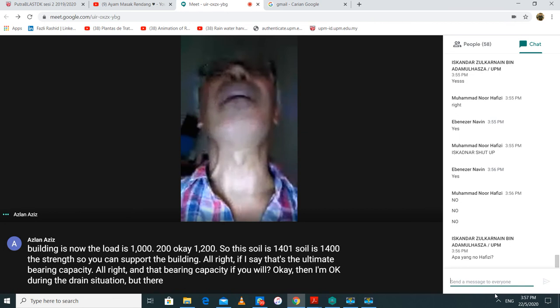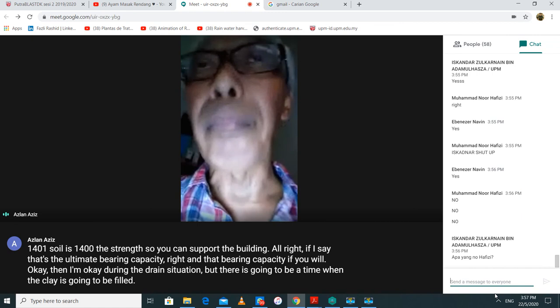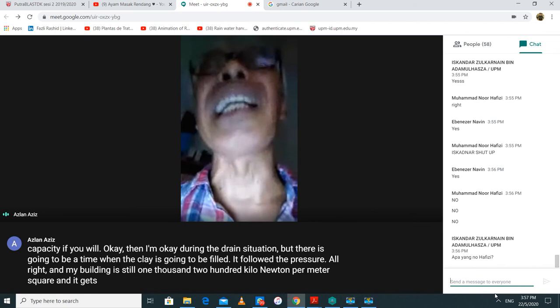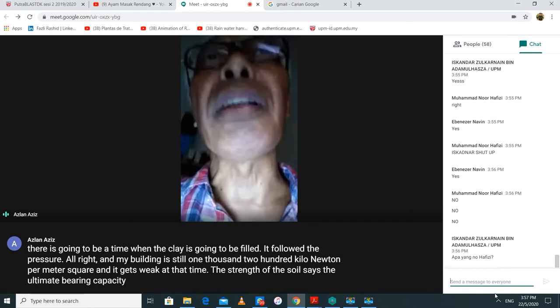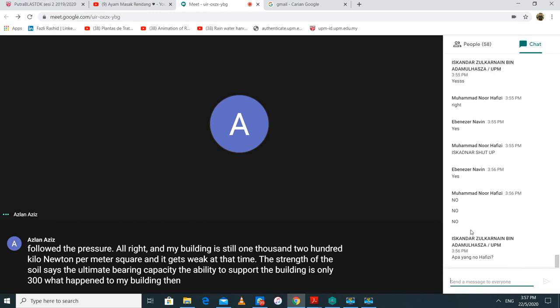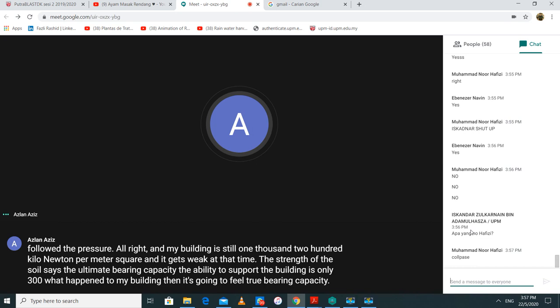But there is going to be a time when the clay is going to be filled with pore water pressure, and my building is still 1,200 kilonewton per meter squared. And it gets weak at that time. The strength of the soil says the ultimate bearing capacity, the ability to support the building, is only 300. What happened to my building then? It's going to fail through bearing capacity. I hope you understand all of that.